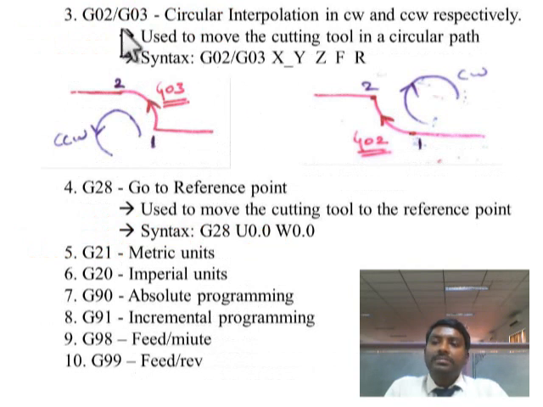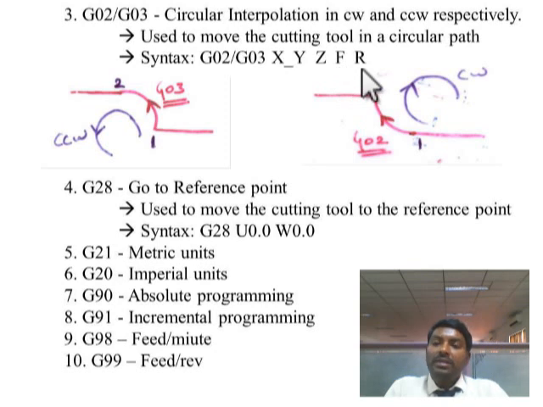Next one is G02 and G03. If you want to move the tool in a circular path, we can use this type of code, that is G02 and G03. G02 means circular interpolation in a clockwise direction, and G03 means circular interpolation in a counterclockwise direction. This is the syntax for G02 and G03. That means G02 or G03 will be followed by the axis position. After that we have to give the feed rate and radius.